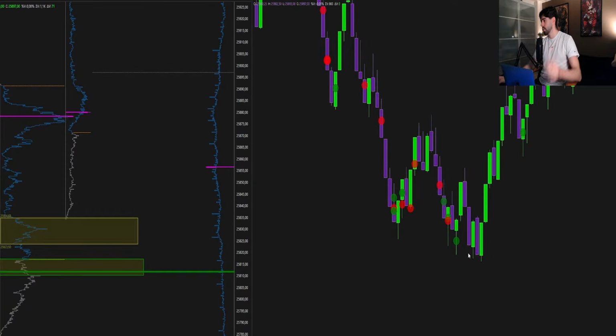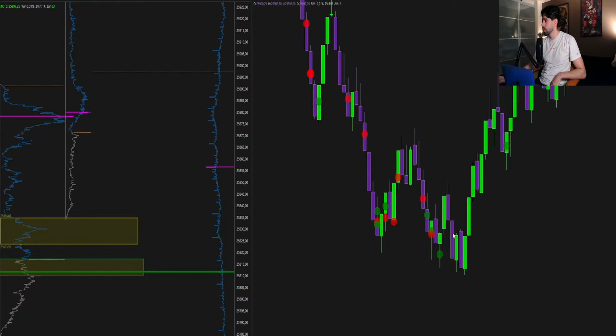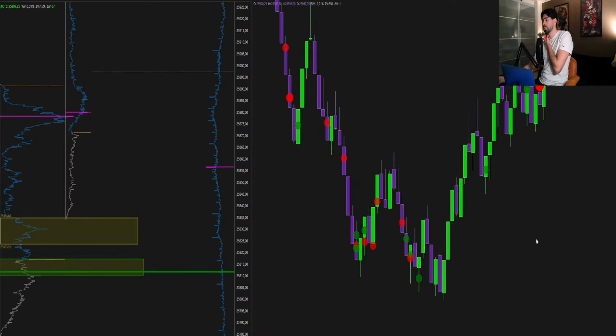Well, kinda, I guess. We have some buyers stepping in here. Sellers tried to push it lower. Buyers stepped in, so absorption. Second try, sellers stepped in here. Buyers pushed up. Pretty much, yeah, we got some absorption.